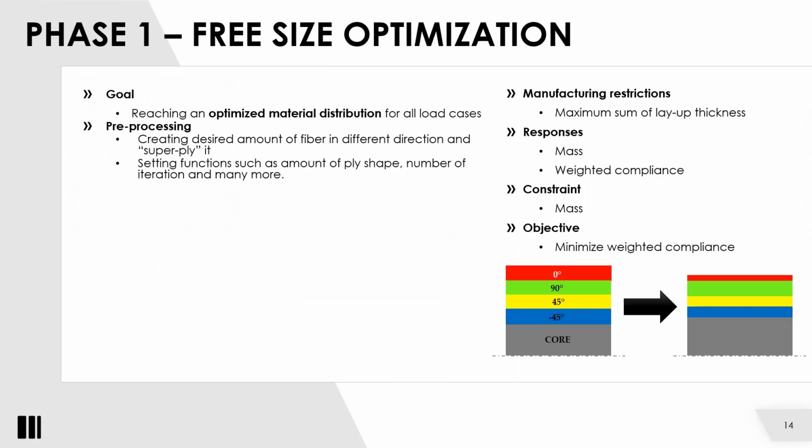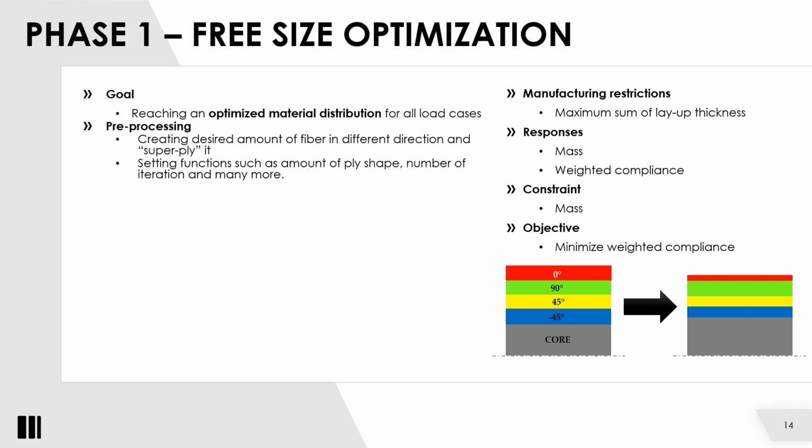Yes. Then first step, free size optimization. What's the goal? The goal is to reach an optimized material distribution for all the load cases you put in. So what you basically do is you set up your simulation, you put in your material data, and you put in a laminate. And we set up 4 main directions: 0 degrees, 90 degrees, 45 degrees, minus 45 degrees, and the core, obviously.